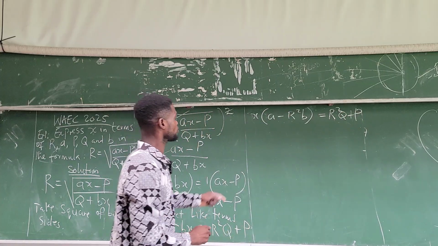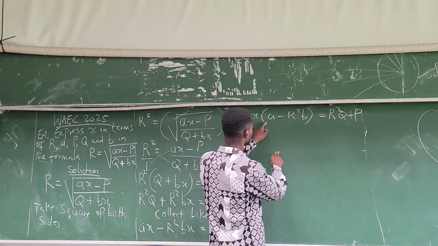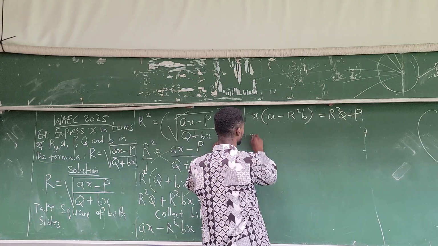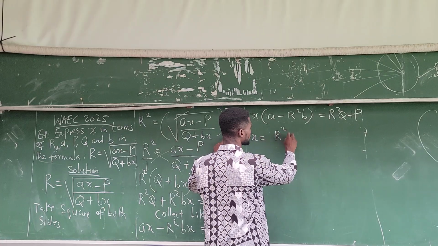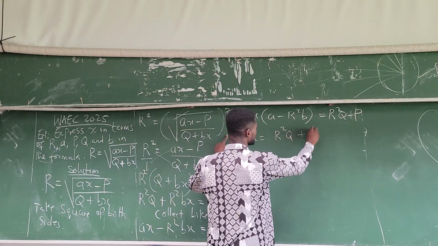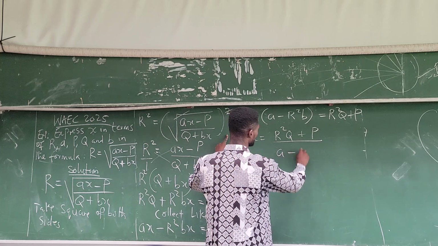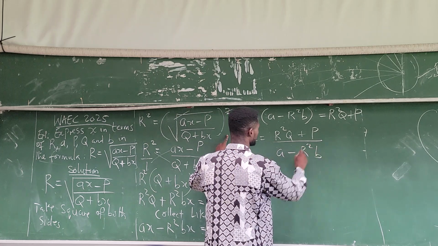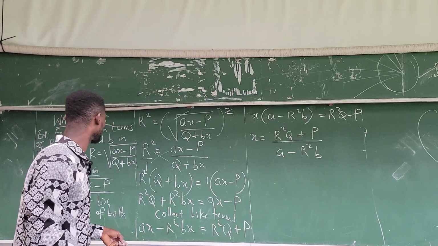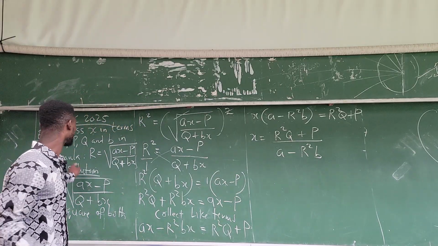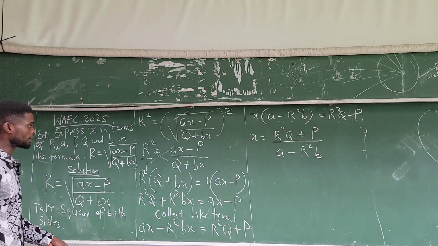So we divide both sides by the coefficient of X. We have X equals R square Q plus P over A minus R square B. So from there, we were asked to make X the subject of the formula.